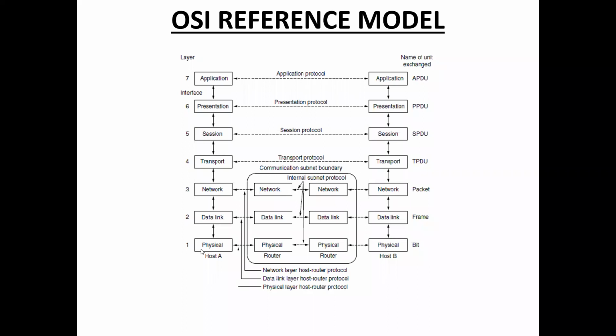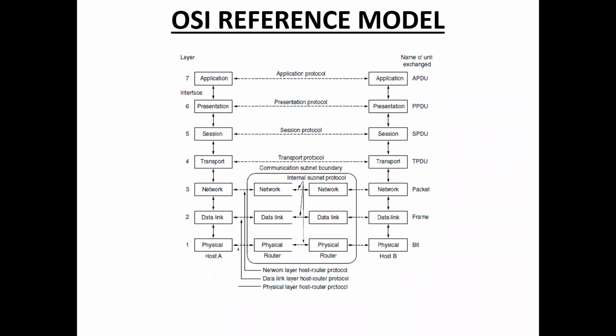The physical layer is the lowest layer of the OSI reference model, and this layer is responsible for the actual physical connection between two hosts or two devices, A and B. This layer is responsible for transmitting individual bits from one host to another host, one node to another node.